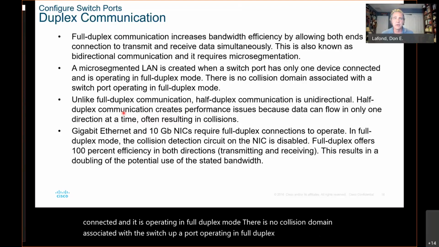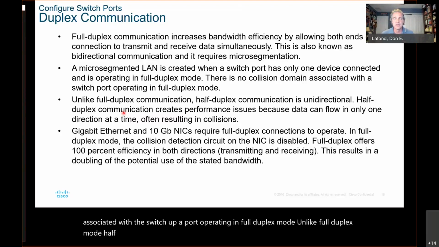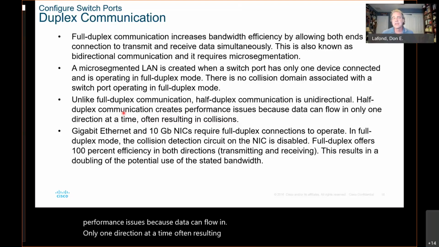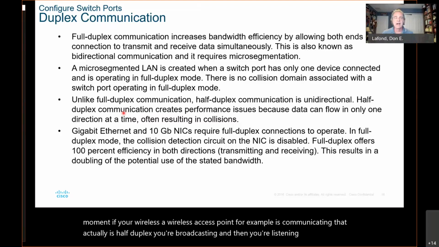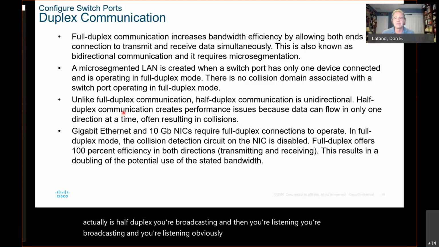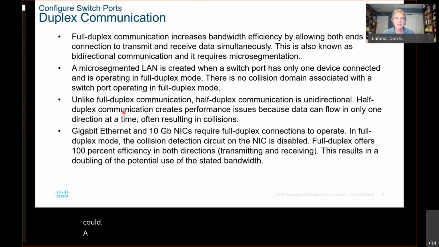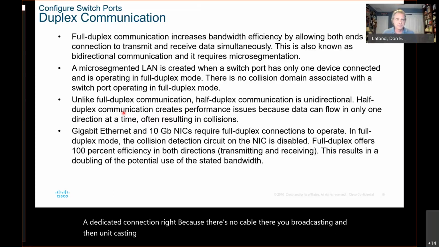Unlike full duplex mode, half duplex communication is unidirectional. You push down the button, you can talk, you can't hear the other person, right? Half duplex communication creates performance issues because data can flow in only one direction at a time, often resulting in collisions. Actually, I should step back a moment. If your wireless access point, for example, is communicating, that actually is half duplex. You're broadcasting and then you're listening. Obviously, with wireless, you cannot have a dedicated connection, right? Because there's no cable there. You're broadcasting and then unicasting too, but mainly broadcasting.